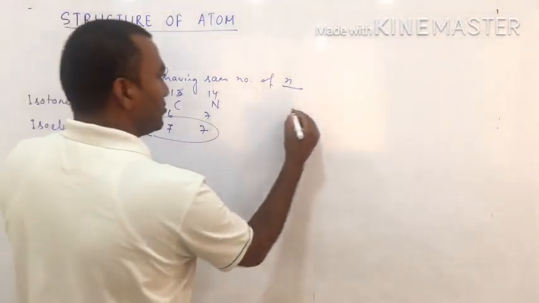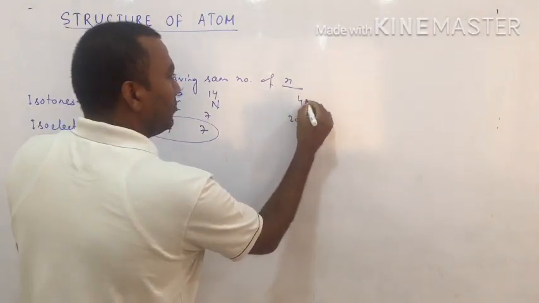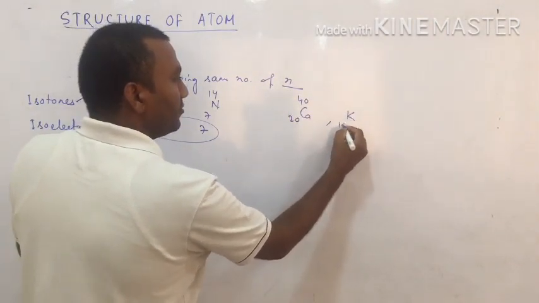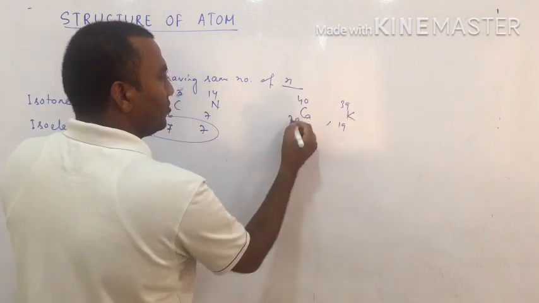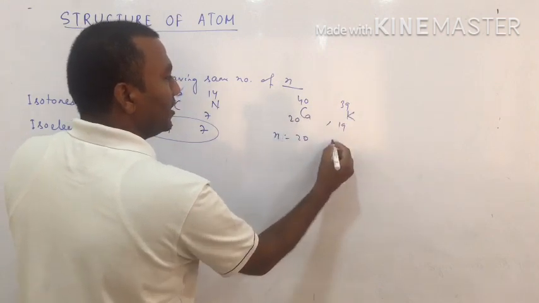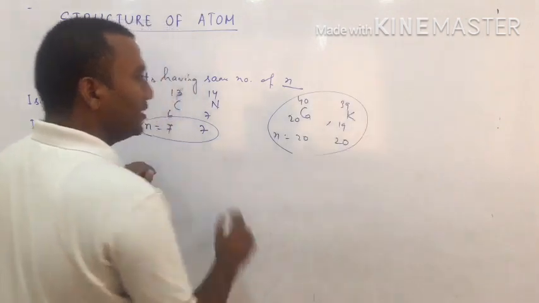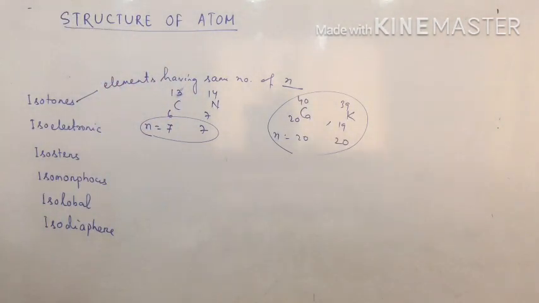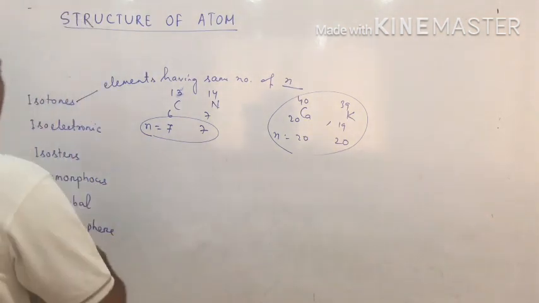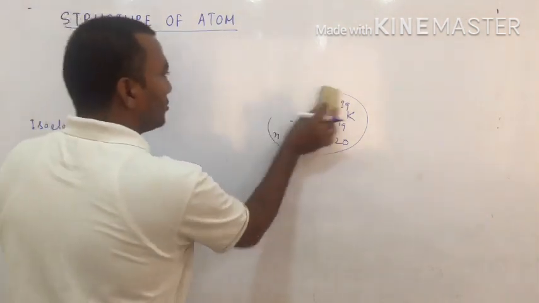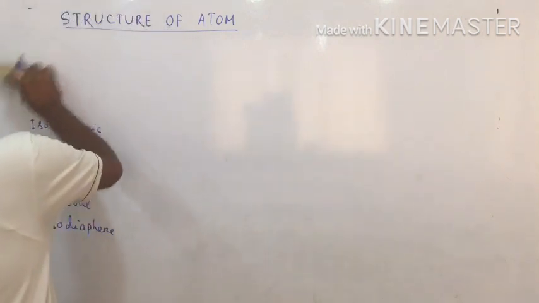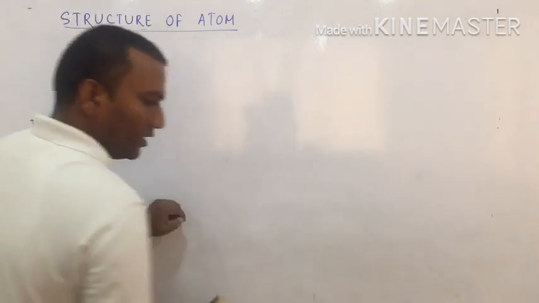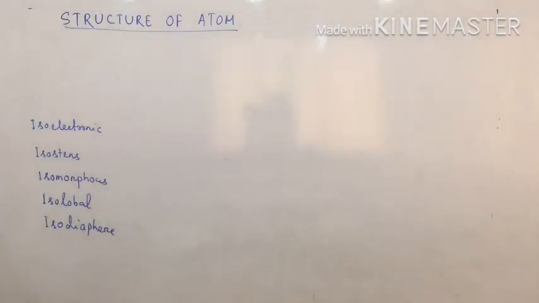Clear? Another example, suppose you see calcium 20-40, potassium 19-39. So here the number of neutrons is 20, here also 20. That means calcium and potassium are what? Isotones. Okay, understood? So this is the meaning of isotones. Here also physical and chemical properties are different.